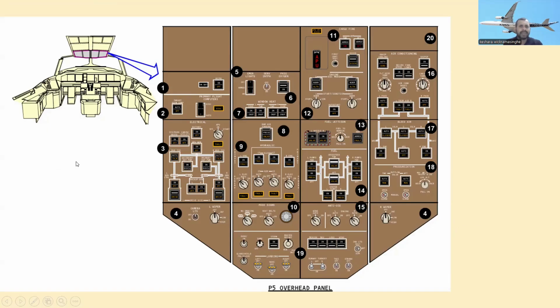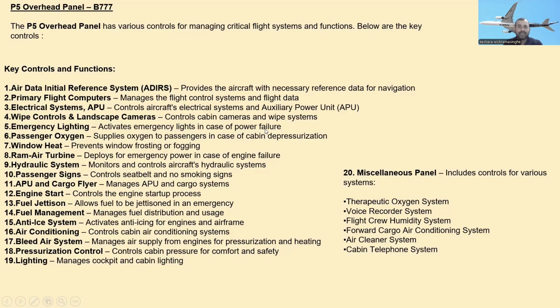And the ram air turbine, number 8. Here is the ram air turbine. It deploys for emergency power in case of engine failure.